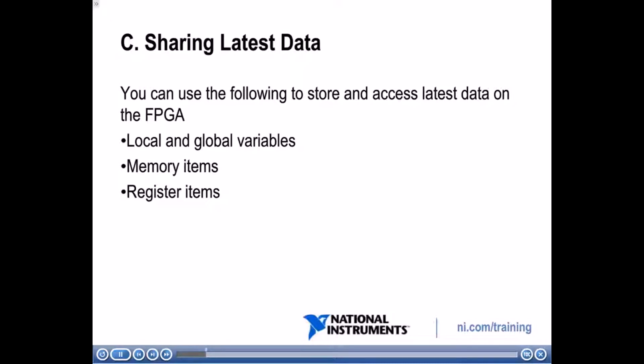Okay, so let's talk about sharing latest data. If all you want to do is share the latest data between multiple loops, you can use one of these methods: local and global variables, memory items, or register items. In this particular module, we'll talk about local and global variables.